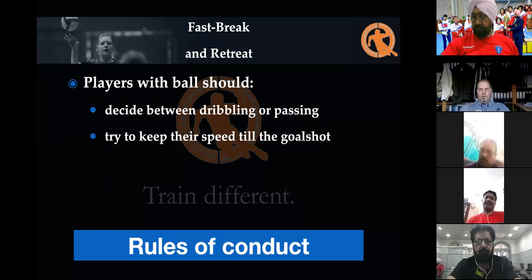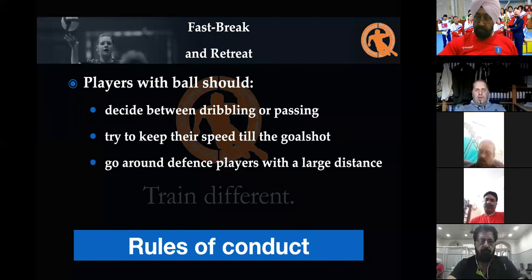Then, important for the finalization of the fast break, they have to try to keep their speed till the goal shot. Maybe when going along the court, reduce the speed a little bit, to have a better opportunity for observation and make a better decision. But at the end, don't get slow, get fast and break through with more or less high speed. Third is go around the defense with a large distance.